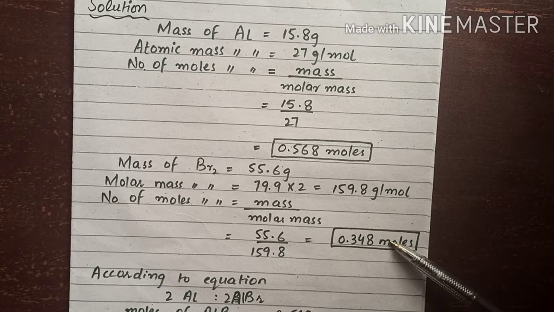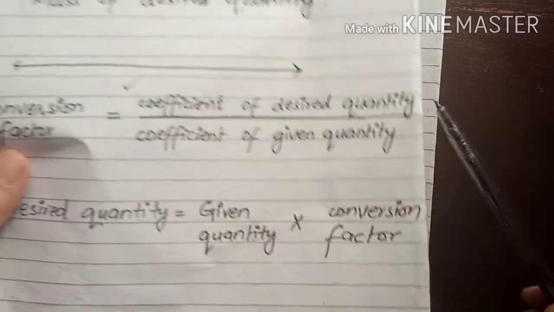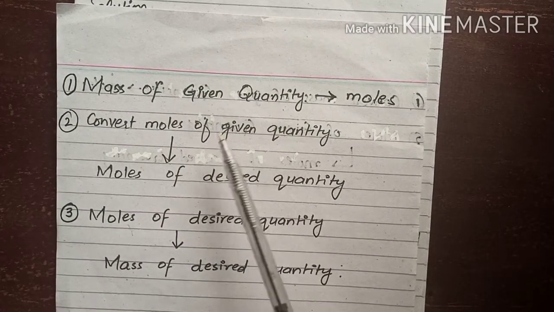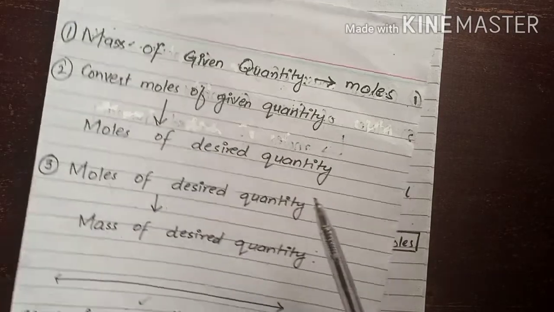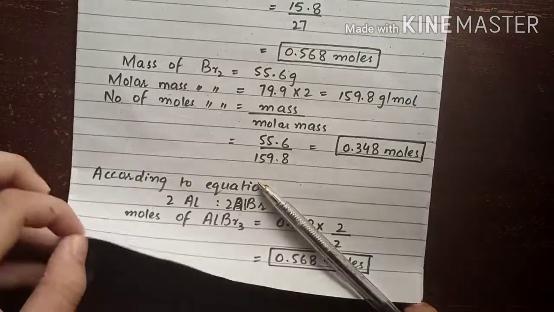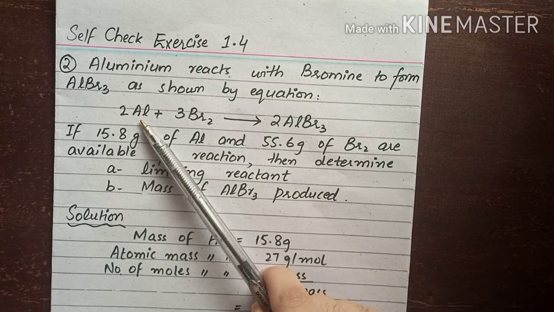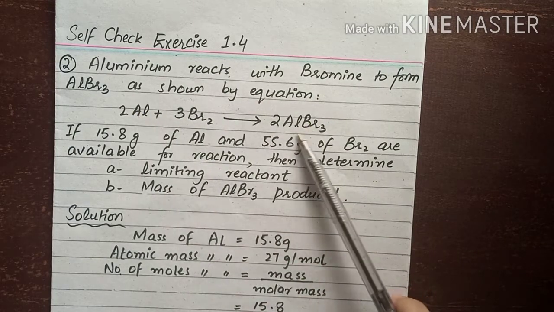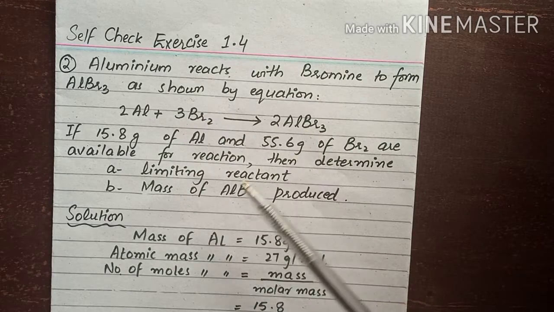Now we have calculated moles of the given quantities from their masses. Now in the second step, we are going to convert the moles of a given quantity, that is aluminium and bromine, into moles of desired quantity, and our desired quantity is aluminium bromide, AlBr3. So now let us look at the equation. According to the equation given in the question, this was the equation. As you can see, 2 moles of aluminium and 2 moles of AlBr3. So now we are going to compare the moles of aluminium with aluminium bromide, and then we are going to compare the moles of bromine with the aluminium bromide in order to find out the limiting reactant.